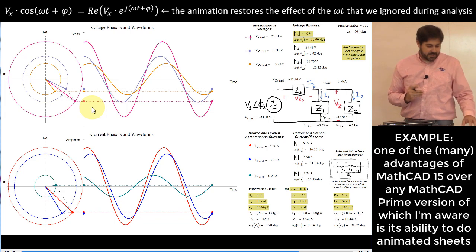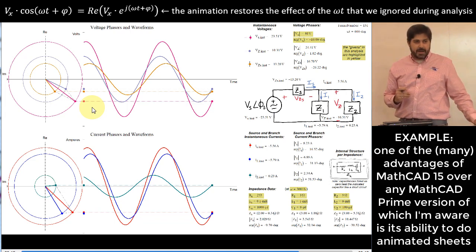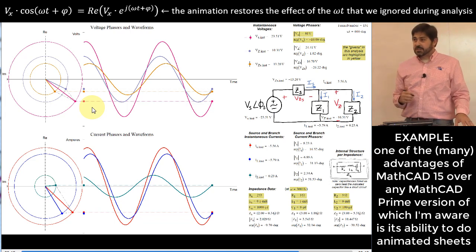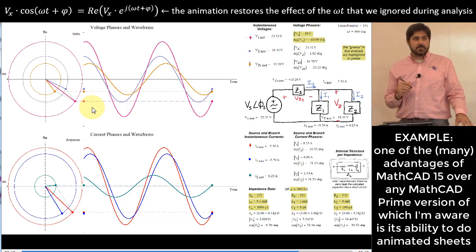Someone once asked me whether or not I used MathCAD to generate this, and the answer is yes, I did use MathCAD to generate this animation right here. So, pretty fun stuff. I enjoy that.